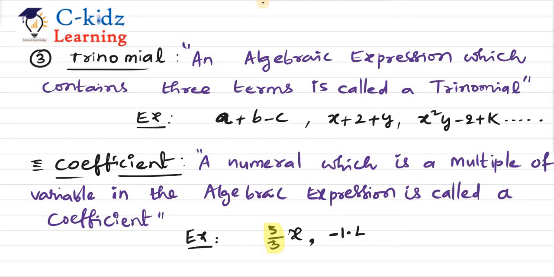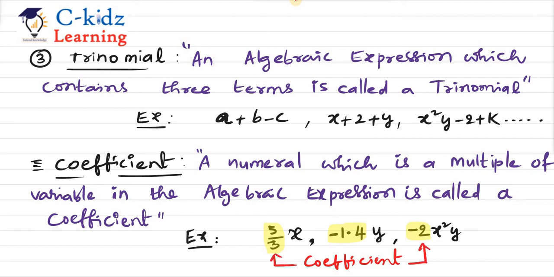Minus 1.4 y. Here minus 1.4 is called the coefficient. Minus 2x square y. Here what is the multiple of the variable is minus 2. So in these three cases, what is the coefficient? So these are the coefficients. Here this is the coefficient, and here this is the coefficient, and here this is the coefficient. This is the definition of coefficient.